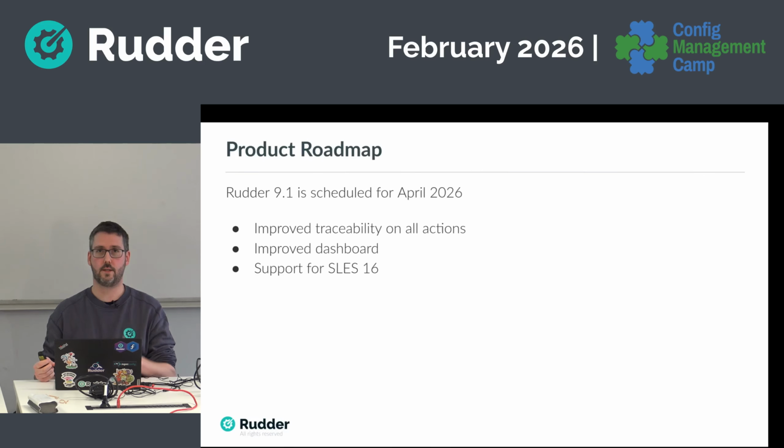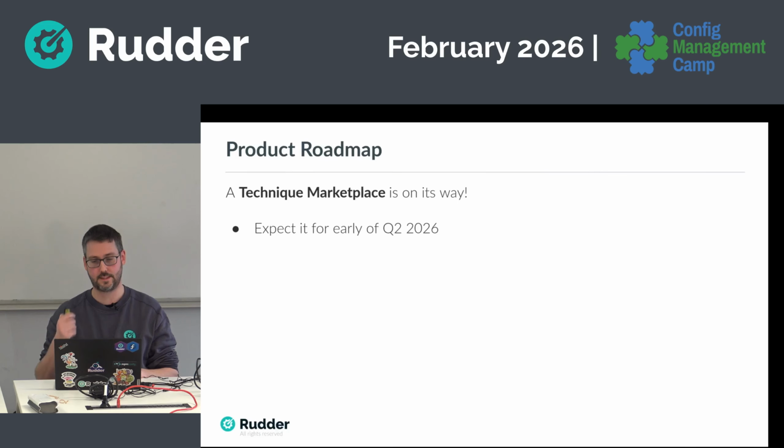Rudder 9.1 is scheduled for April with improved traceability on everything that's made. We trace everything, but we trace not so well everything. So for 9.1, everything will be perfectly traced. We will have an improved dashboard with more information, especially who did what change recently, or what are the most offending nodes or most offending configuration, and support for SLES 16.